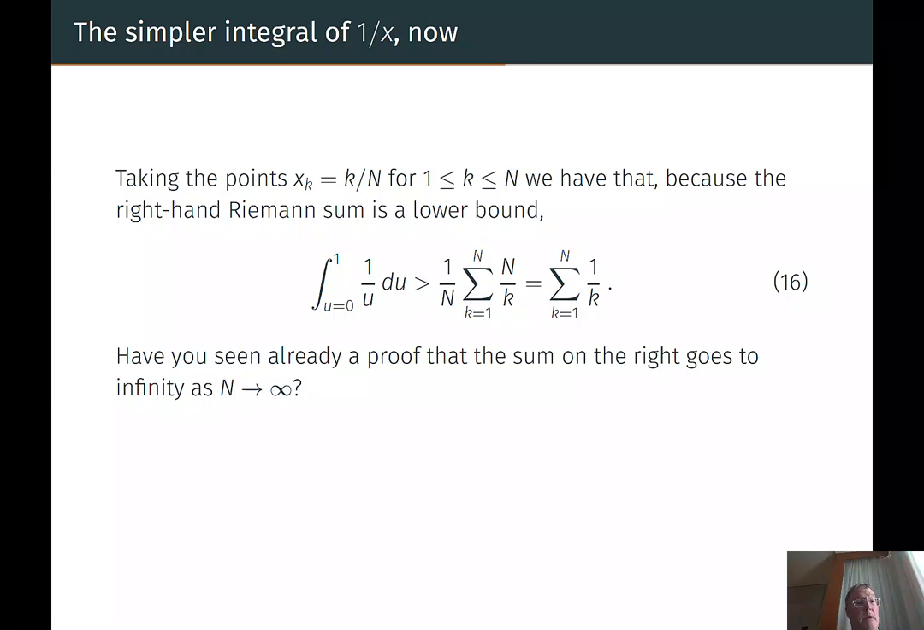Now we do the right-hand Riemann sum with those points, then the integral from 0 to 1 of 1 over u, with respect to u, has got to be bigger than the width of each of those intervals times 1 over k over n. And you work all that out, you get the sum from k equals 1 to n of 1 over k. And you may have already seen a proof that the sum on the right goes to infinity as n goes to infinity. So that actually proves that the area under the curve 1 over u on the interval 0 to 1 is infinity.